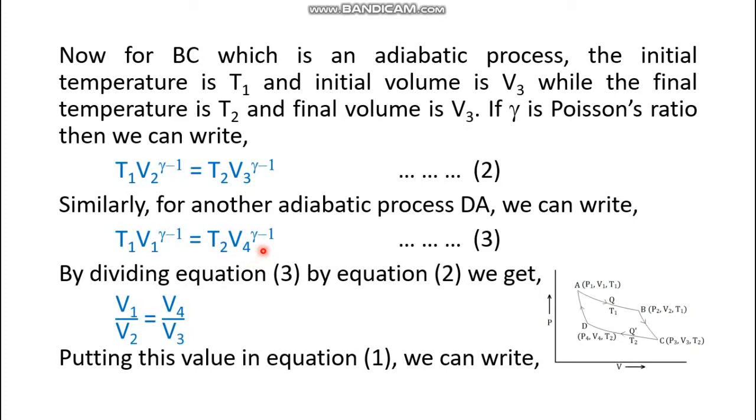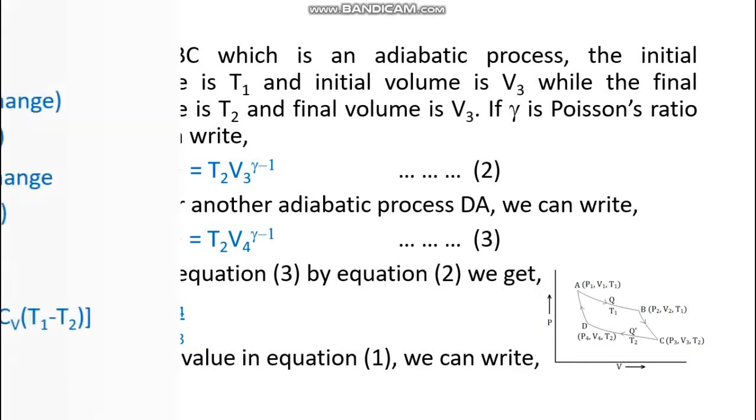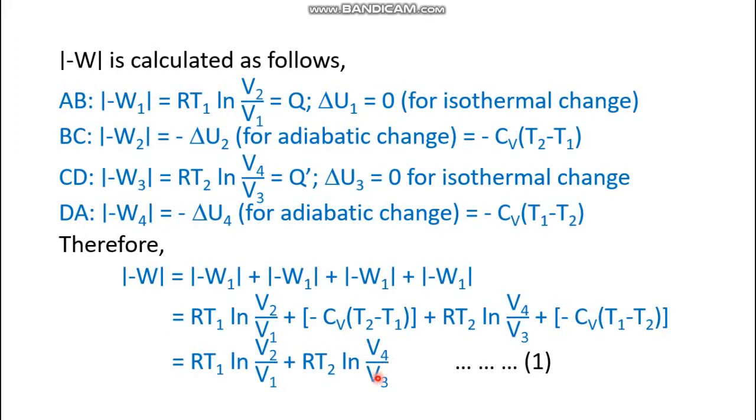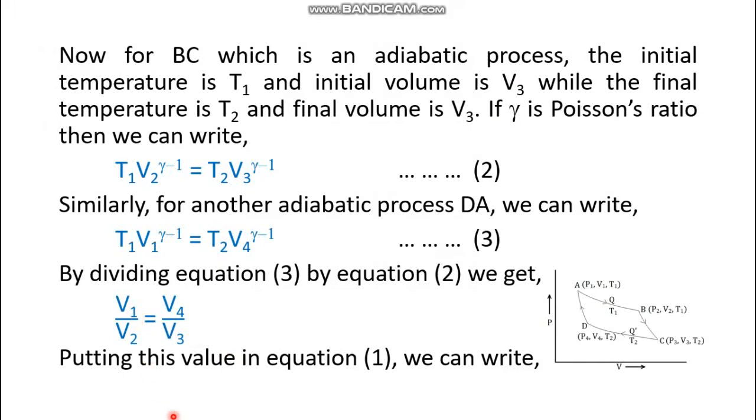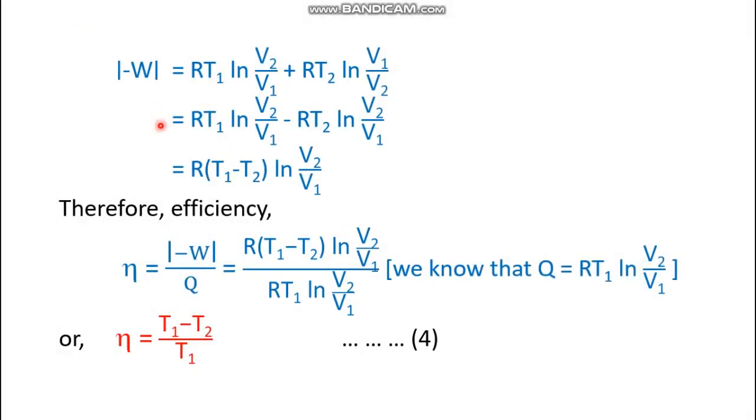Now if equations 2 and 3 are divided, such as dividing equation 3 by equation 2, then easily we can get the relationship V1 by V2 equals V4 by V3, and we can substitute this value of V4 by V3 in equation number 1. What was equation number 1? Here, V4 by V3. So in place of V4 by V3 we can put V1 by V2. By doing this we get the relationship: modulus of minus W must be equal to RT1 ln V2 by V1 plus RT2 ln V1 by V2.